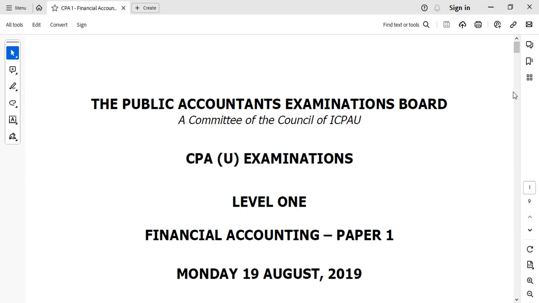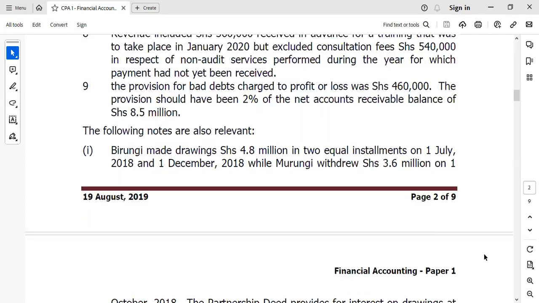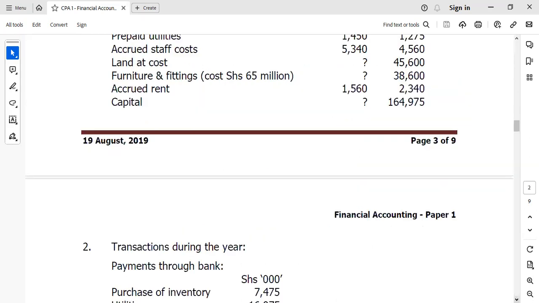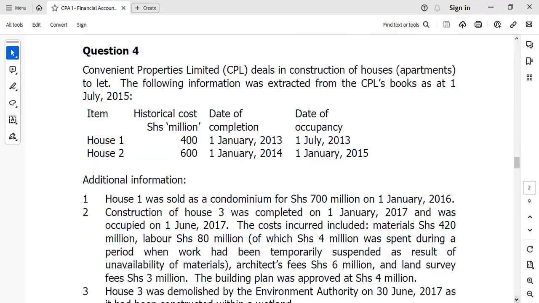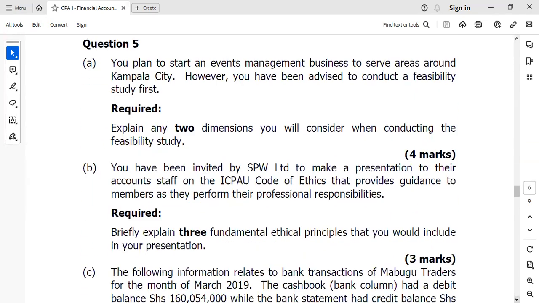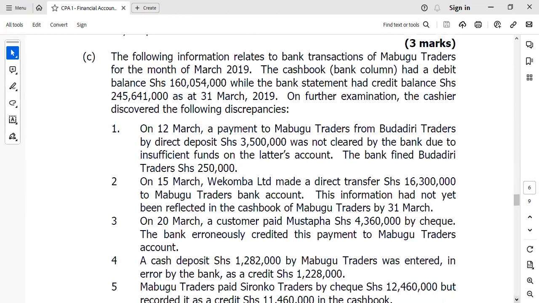All right, what I need to do now is to get to the question. We are doing question 5, part C. Of course, there is part A and then part C, so we are going to concentrate more on part C. That's our question about bank reconciliation statement.